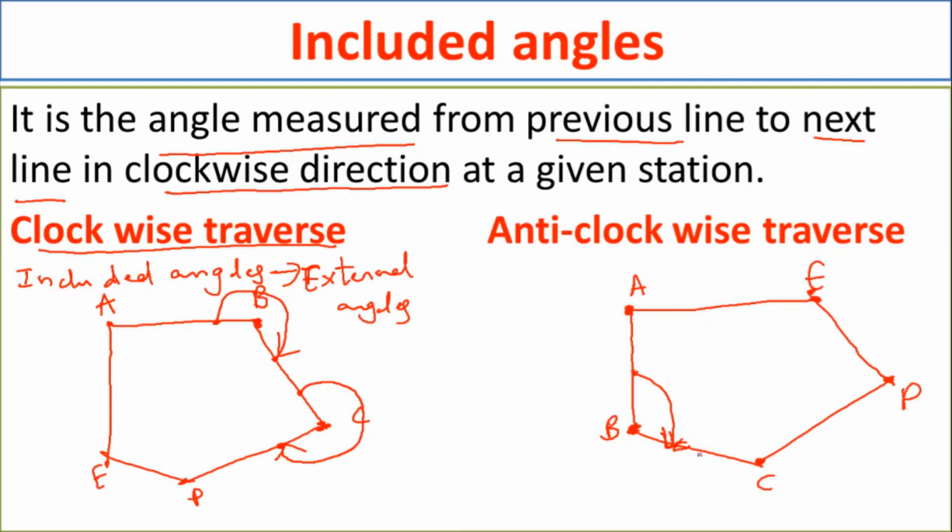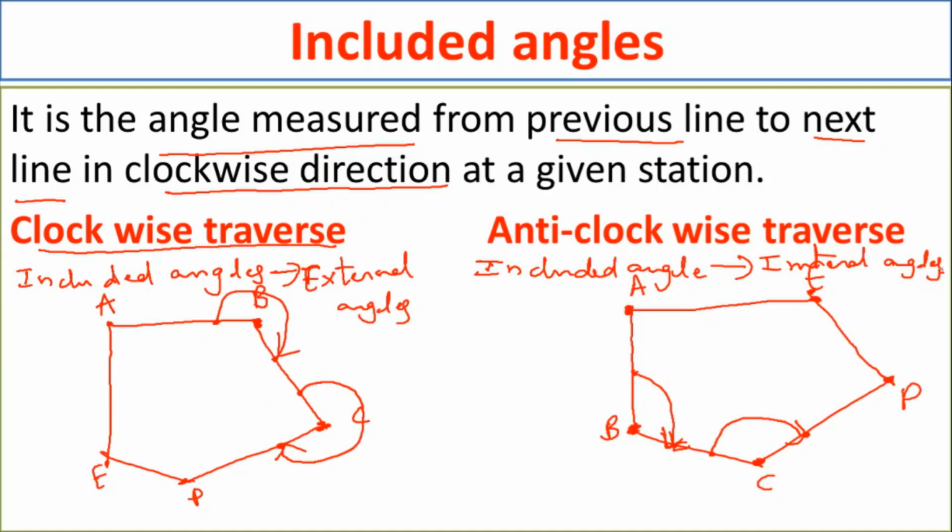And next, if you take station C, this is the previous line, this is the next line. So you have to measure it in the clockwise direction like this. So again, this will be the included angle. So what I am trying to say is, if you take the anti-clockwise traverse, included angles are the internal angles. Okay, so remember this clearly. If you take the clockwise traverse, external angles are the included angles. If you take the anti-clockwise traverse, internal angles are the included angles.